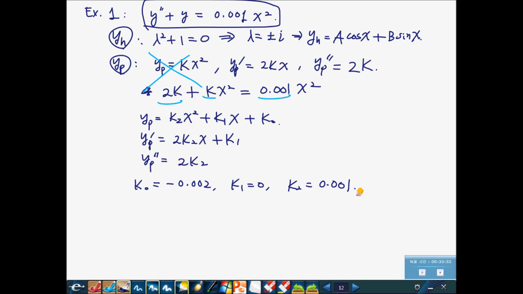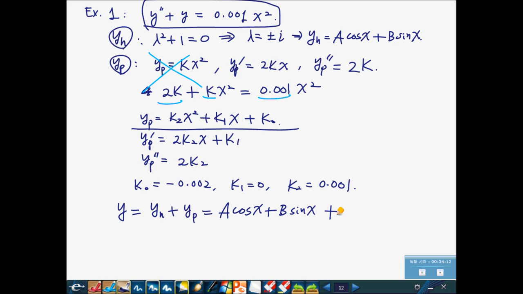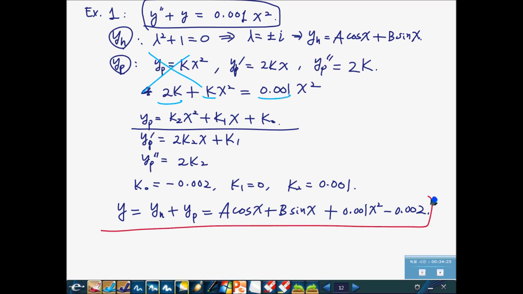Okay? And then that's our yp, and the final y will be yh plus yp, which will be a cosine x plus b sine x plus k2 is 0.001 x squared, k1 is 0, and k0 is minus 0.002. Okay, that will be our final solution for this non-homogeneous equation.